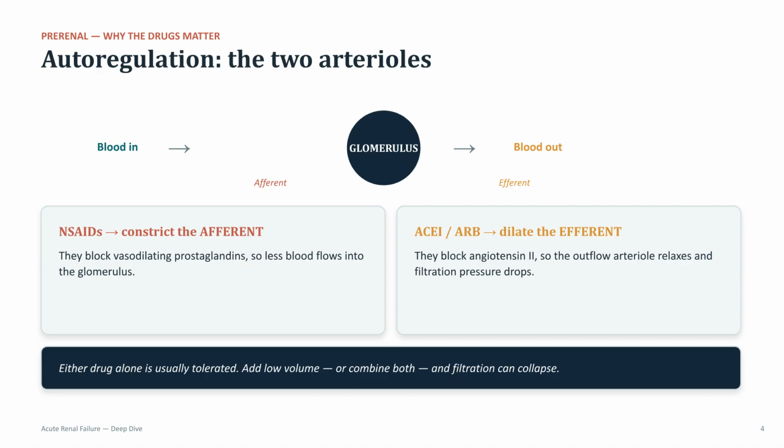Why do drugs matter? The glomerulus uses two arterioles to maintain filtration pressure. Prostaglandins dilate the afferent arteriole, while angiotensin II constricts the efferent. NSAIDs block prostaglandins, and ACE inhibitors block angiotensin II. Alone, they are often tolerated, but combined, they can cause filtration to collapse.